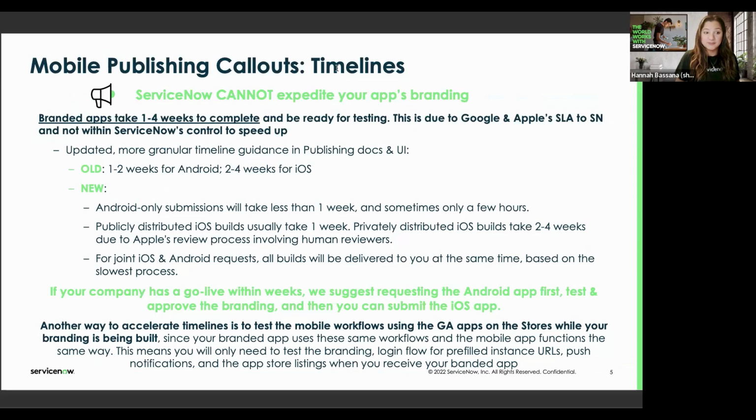So timelines. I mentioned before that branded apps take anywhere from 1 to 4 weeks to complete and be ready for testing. So that 1 to 4 weeks isn't just how long you need for the full process. That's how long it takes for Apple and Google and ServiceNow to create your mobile app. This is due to Google and Apple's service level agreement, the SLA to ServiceNow, and is not within control of ServiceNow to speed up. Of those 1 to 4 weeks, ServiceNow probably takes 1 day, and the rest is determined by the third party.